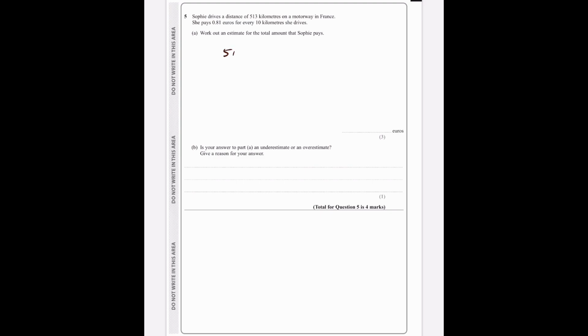So 513 kilometres, if we divide that by 10, we work out the number of times that she pays 0.81 euros, so times that by 0.81, that's the calculation. We need to estimate those, so I'm going to round them to one significant figure, 500 over 10 times by 0.8, same as 50 times 0.8, which is 40, so our estimate is 40.